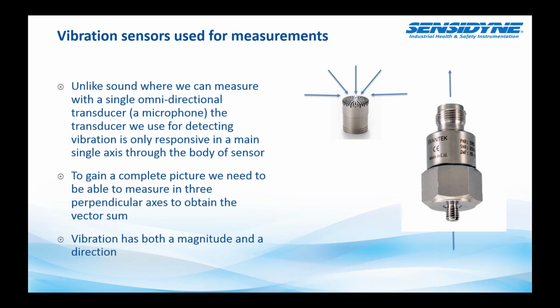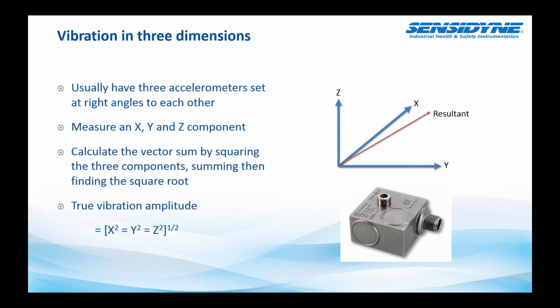So for our vibration measurements in 3 directions, we typically use an accelerometer with 3 vibration sensors built into it. We call these triaxial accelerometers, 3 axes measuring the vibration in all 3 of the axes. So we measure in an X direction, a Y direction, and a Z direction, and that gives us the ability to make sure that whichever direction the vibration is measuring in, we can capture it correctly.